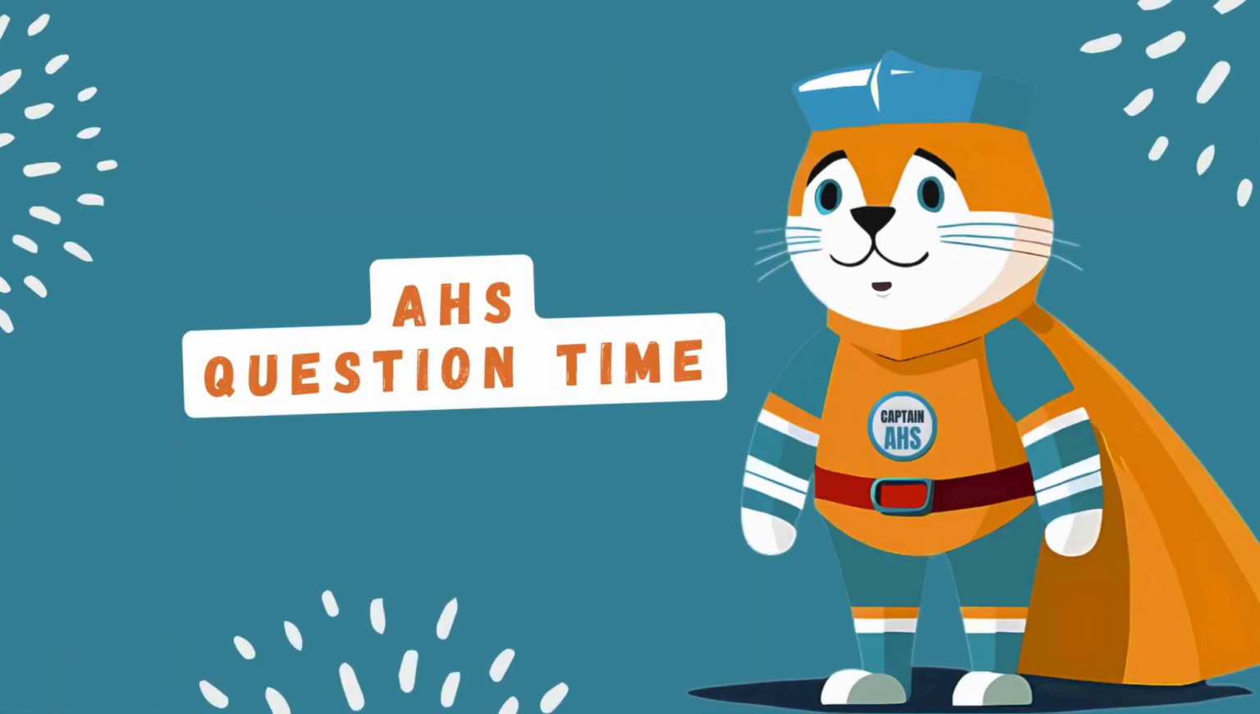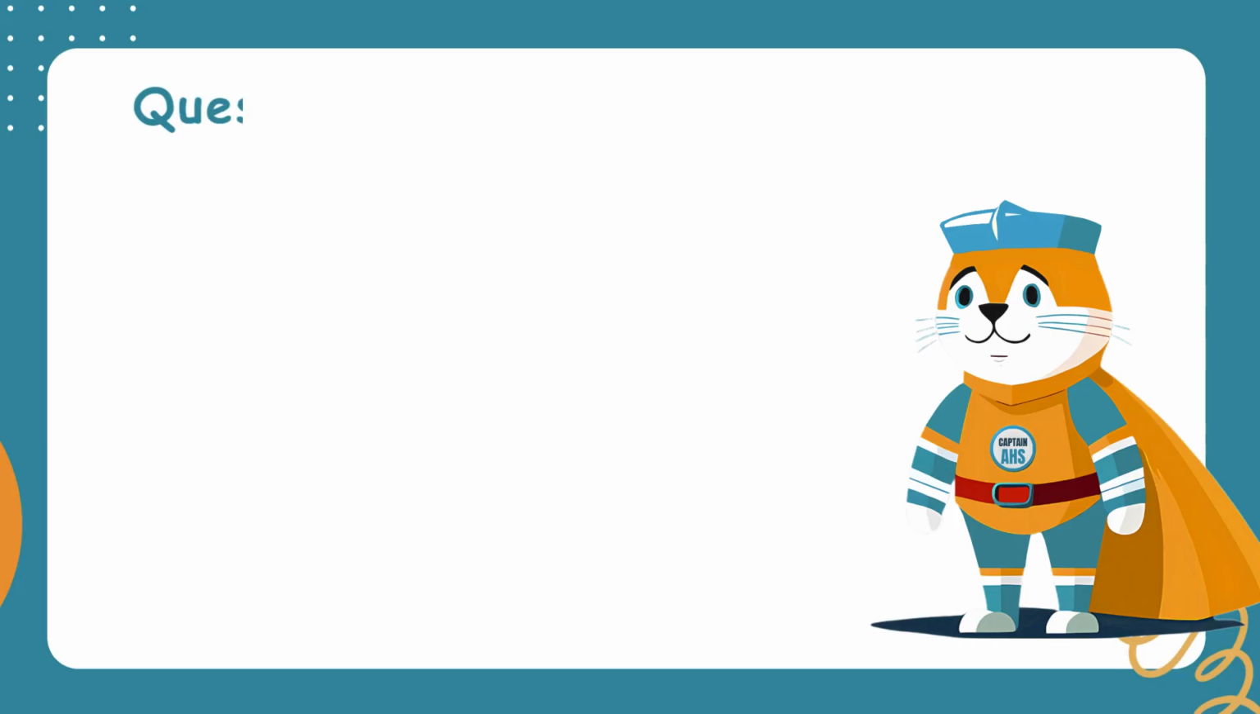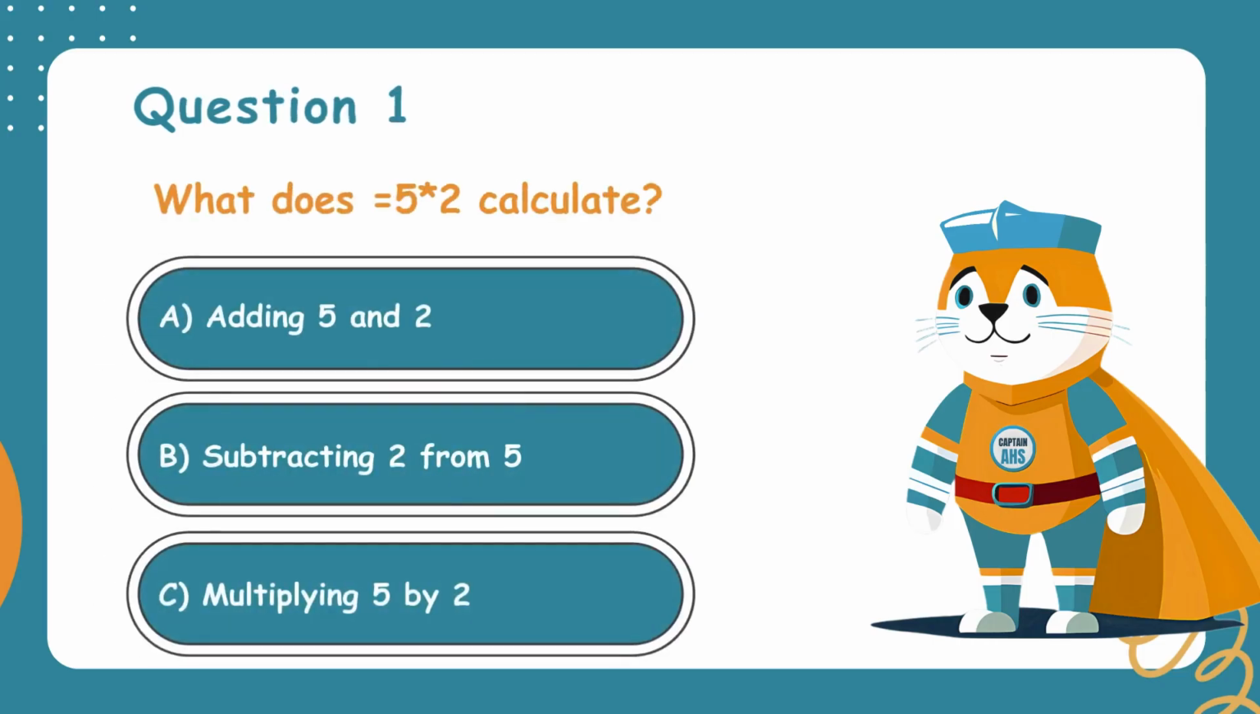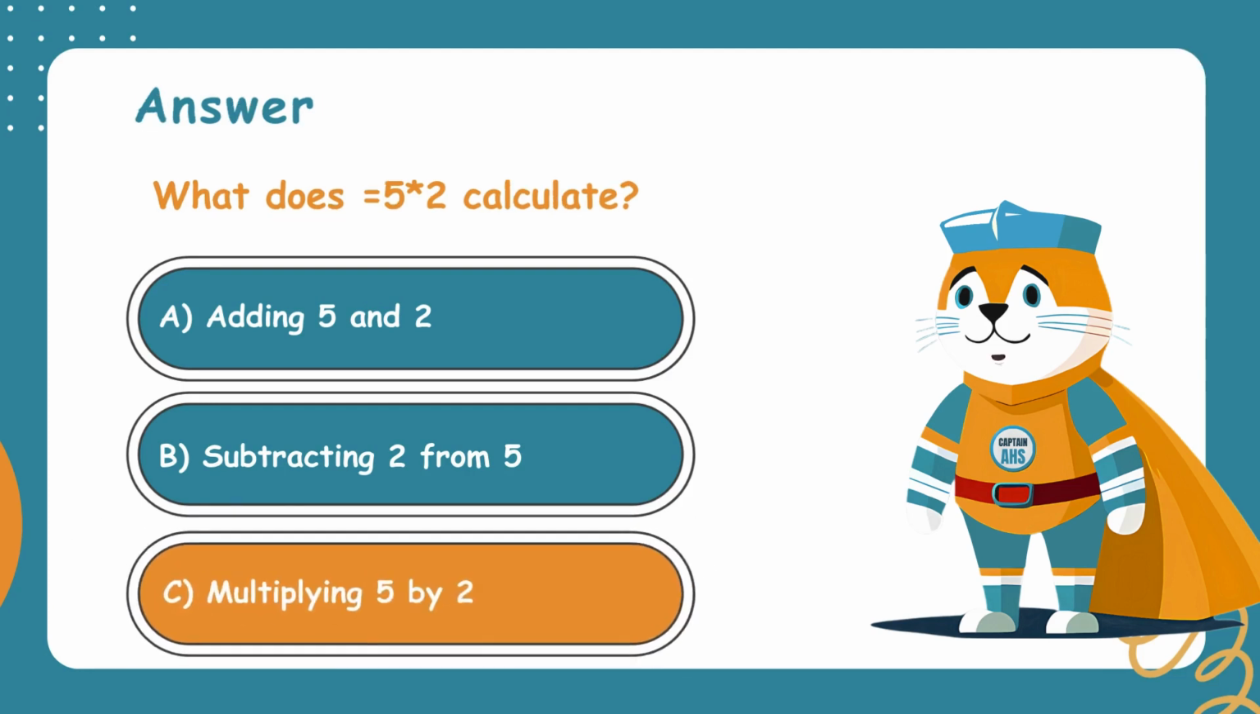Now it's time for the quiz. What does equals 5 times 2 calculate? Option A, adding 5 and 2. Option B, subtracting 2 from 5. Option C, multiplying 5 by 2.